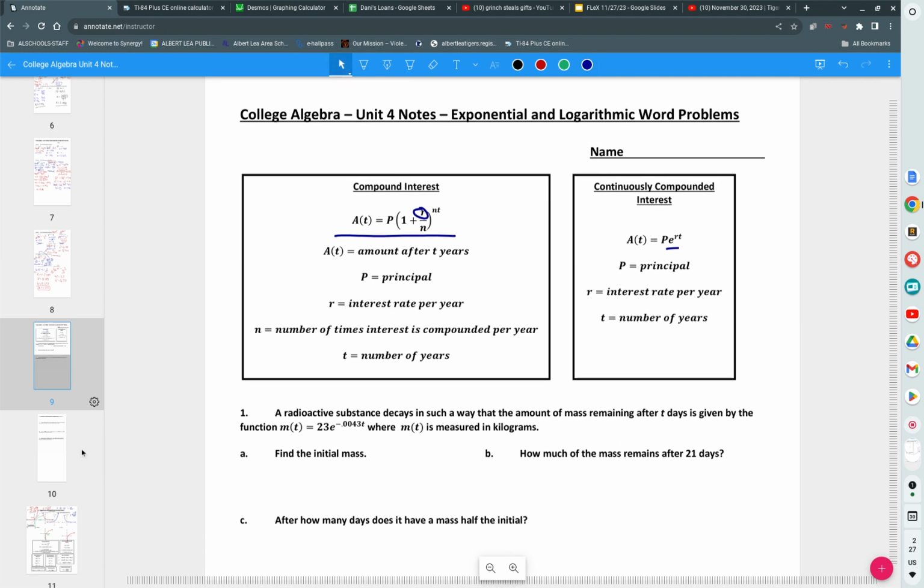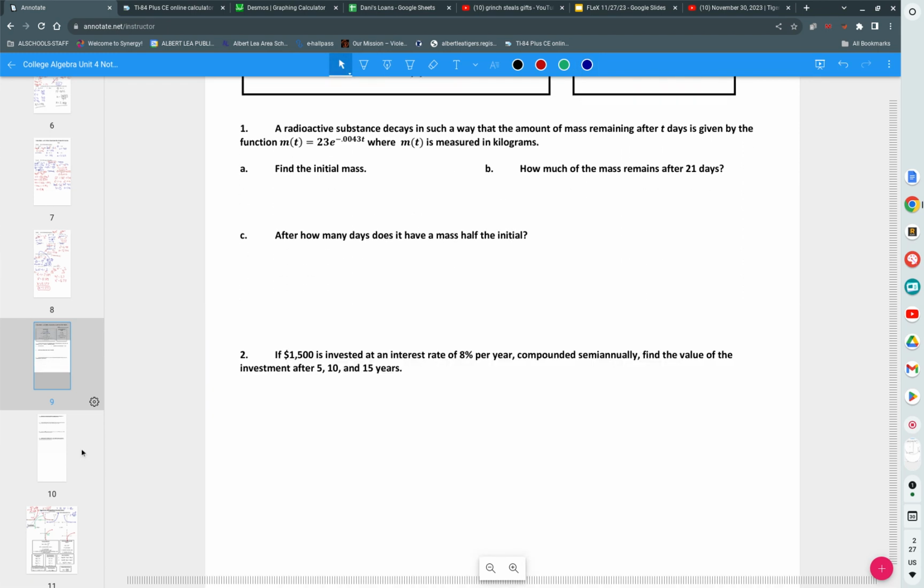We have a radioactive substance that decays. It starts out at a certain amount and it decays over time, where the amount of mass remaining after t days is given by this equation that I see right here. Mass is equal to 23 times e to the negative 0.0043 t. And mass is measured in kilograms, and again, t is measured in days. Okay? It says find the initial mass.